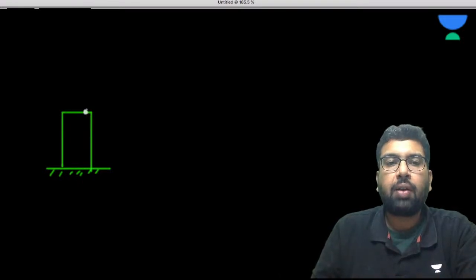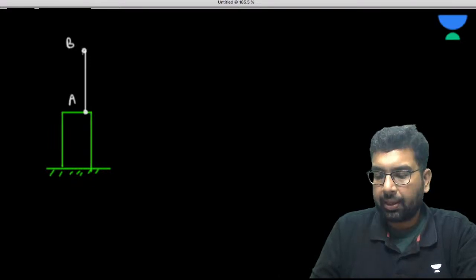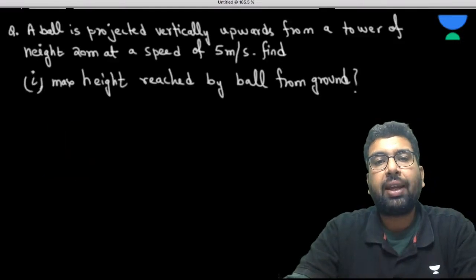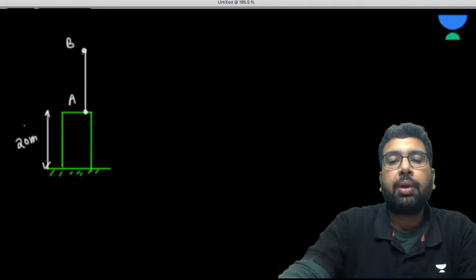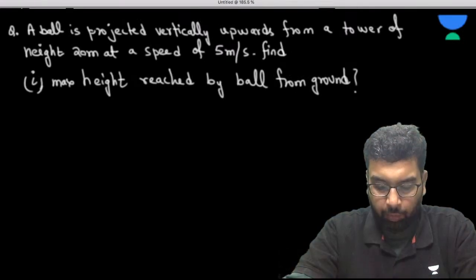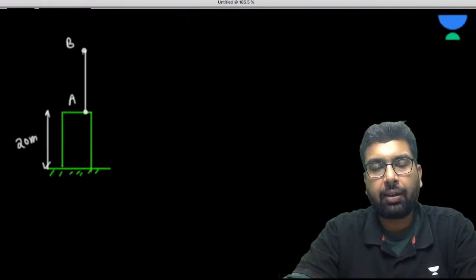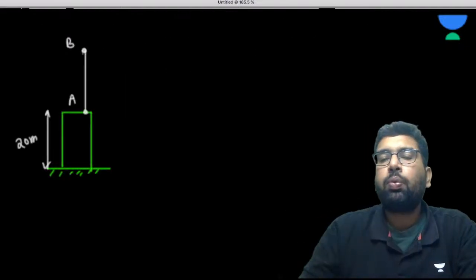So from the tower, this is projected upwards. So this is point A. This is point B. Now from A to B, the height of the tower is given. This is 20 meter. Now what is asked, beta? It is asked that maximum height reached by the ball from the ground. Okay. Now please see what is given.